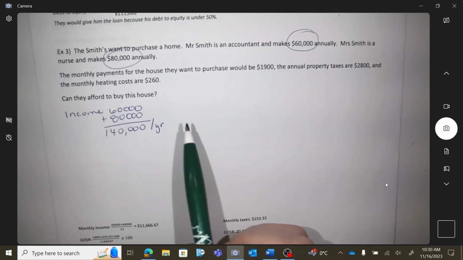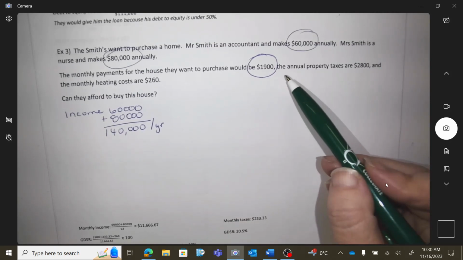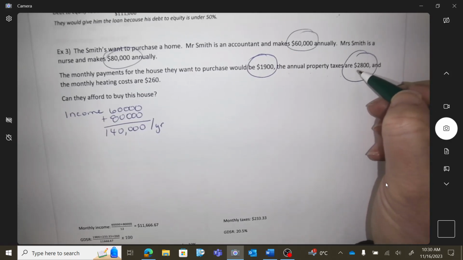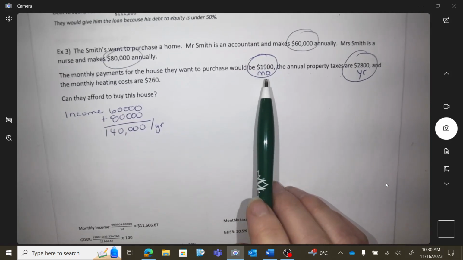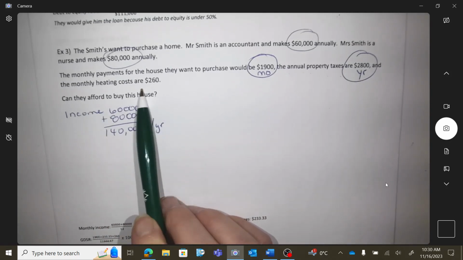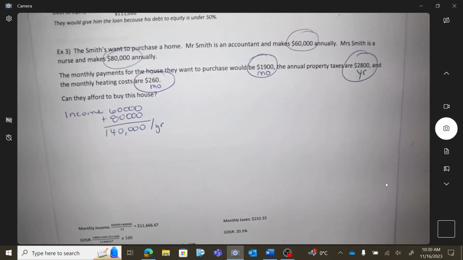Okay, monthly payments, you're putting $1,900 per month on a mortgage payment. Annual property taxes, this is how much your taxes are per year. So be careful here, we're going to write this down. This one was a month. This is a tax per year. And monthly heating costs. Okay, so I'm writing month and year so I can remember.